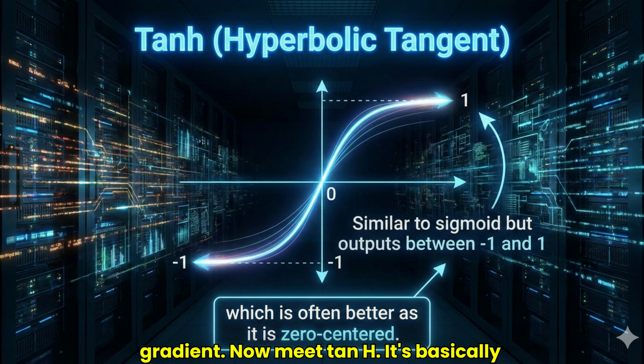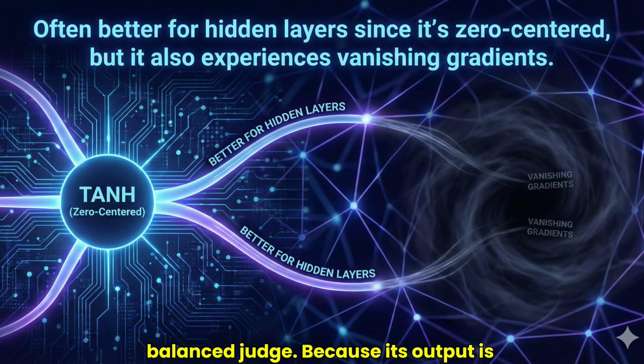Now meet Tanh. It's basically Sigmoid's cooler cousin. It has that same S shape, but instead of squashing everything between 0 and 1, it squashes it between -1 and 1. And that one little difference, it turns out, is pretty important. So let's call Tanh the balance judge. Because its output is centered around 0, it actually helps the network learn a bit more efficiently than Sigmoid in many cases. But it's still a member of the same family. It has those same flat ends, which means, you guessed it, it also suffers from that nasty vanishing gradient problem.